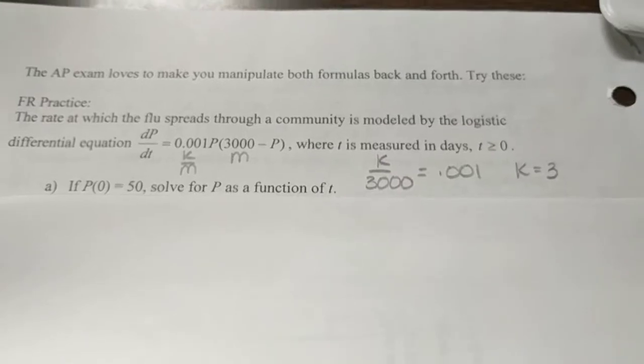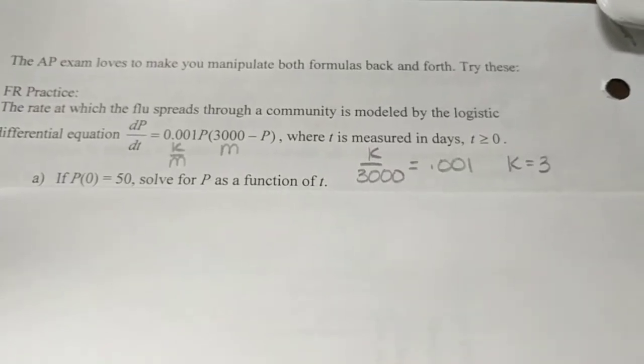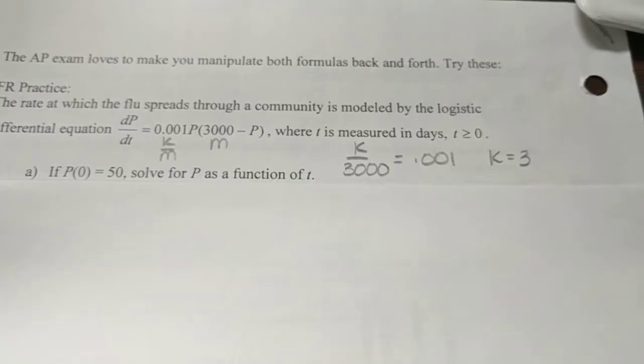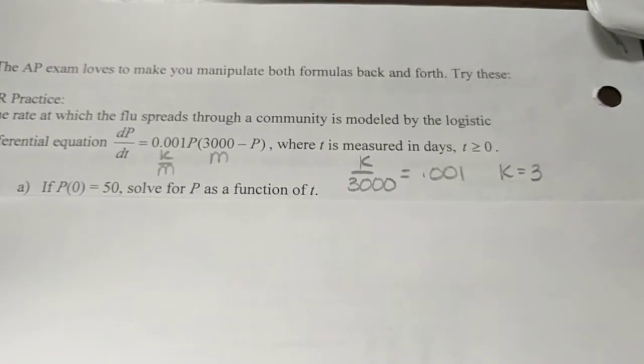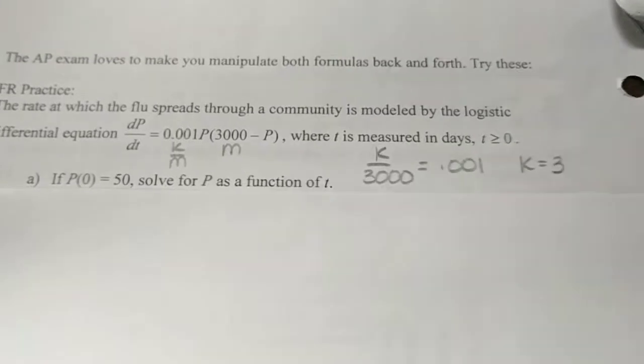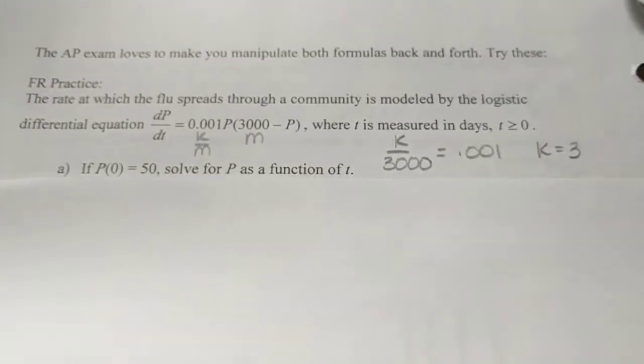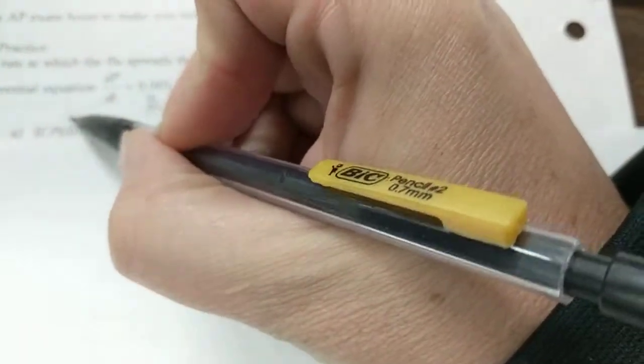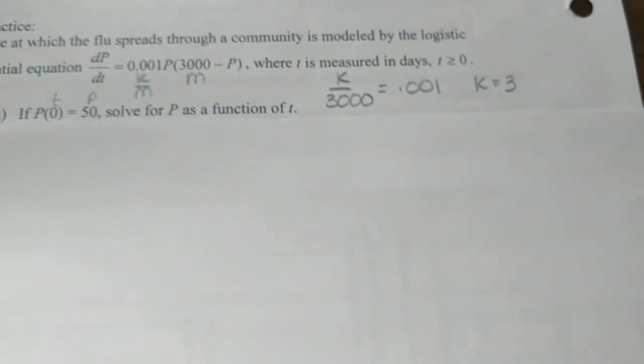So the first thing I did was the K over M and the M, recognizing that my M in this case is 3,000. So I first need to figure out what my K is. If I did K over 3,000 equals 0.001, we get that K equals 3. That's going to help us out because the next one says an initial condition. And remember, this means this is T and this is P.